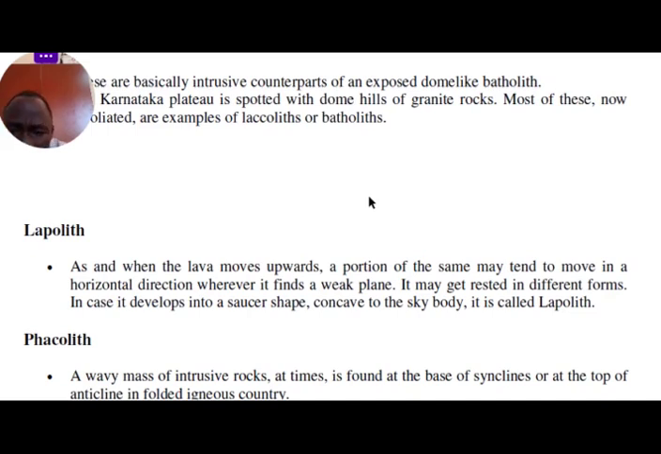With the lopolith, this one is also an intrusive feature. This one develops into a saucer or a concave feature.